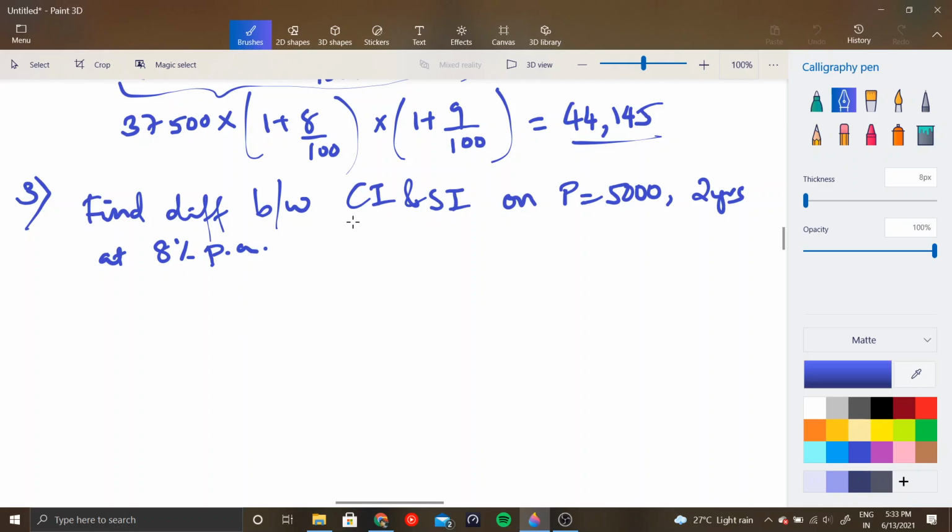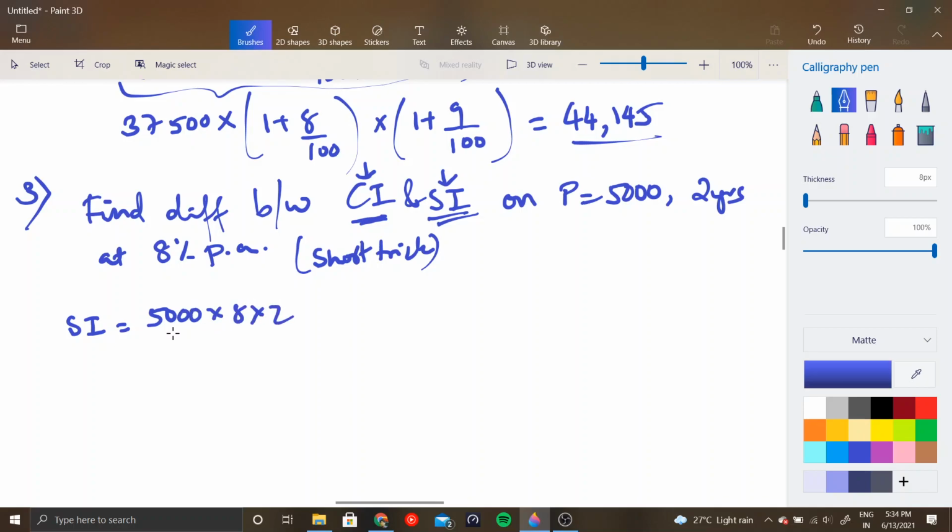Obviously you know that the compound interest will be greater than the simple interest, right? Because simple interest is calculated on the same sum, whereas the compound interest is calculated on the amount as well. So this will be greater, but you need to find the difference, and in order to do that quickly, we'll look at a short trick after we look at the conventional method. So first let us look at the conventional method. Calculate the simple interest, which is fairly simple, 5,000 into 8 into 2 by 100. You cancel off and this results in 800.